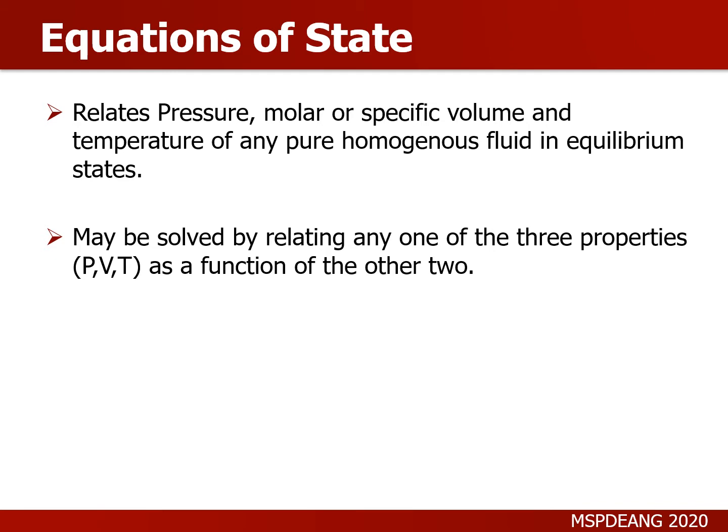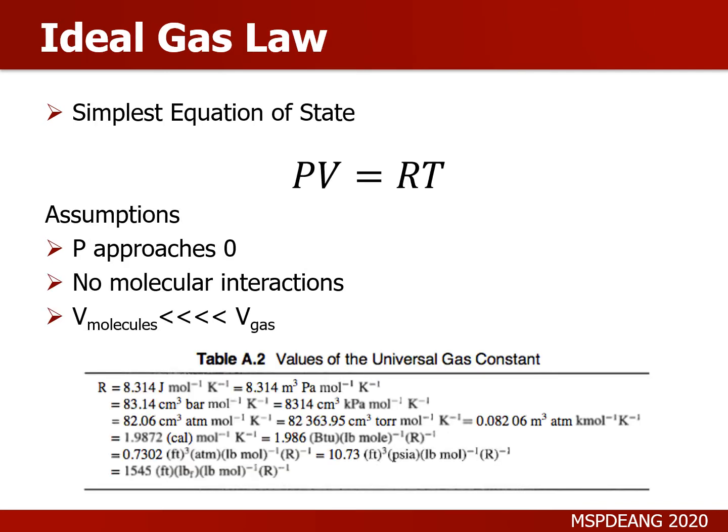So we can have an equation of state P and V to give temperature, or P and T to give volume, or T and V to give pressure. And the simplest equation of state that we have is the ideal gas law. PV is equal to RT. And the assumptions here is that as pressure approaches zero, so at low pressures, we have no molecular interactions, and the volume of the molecules are much less than the volume of the gas.